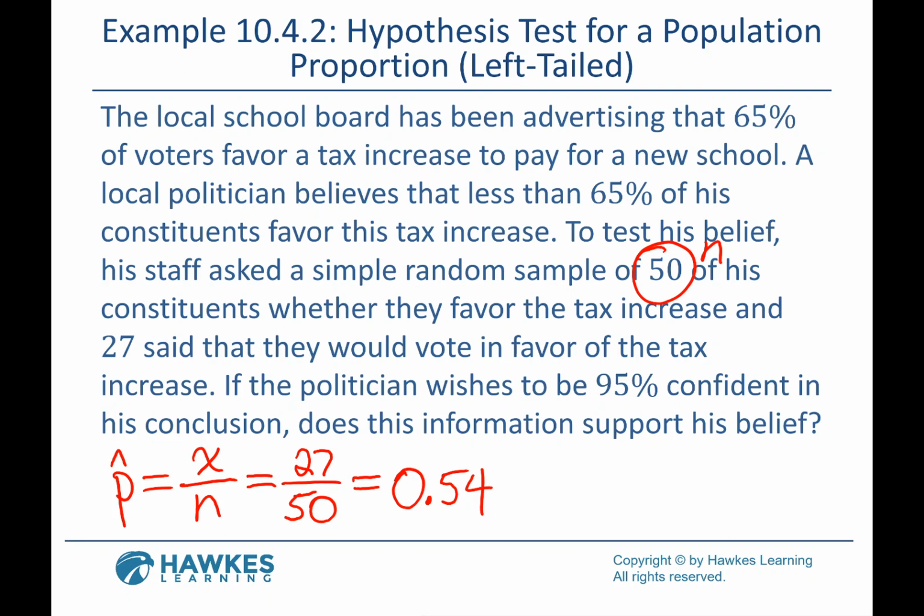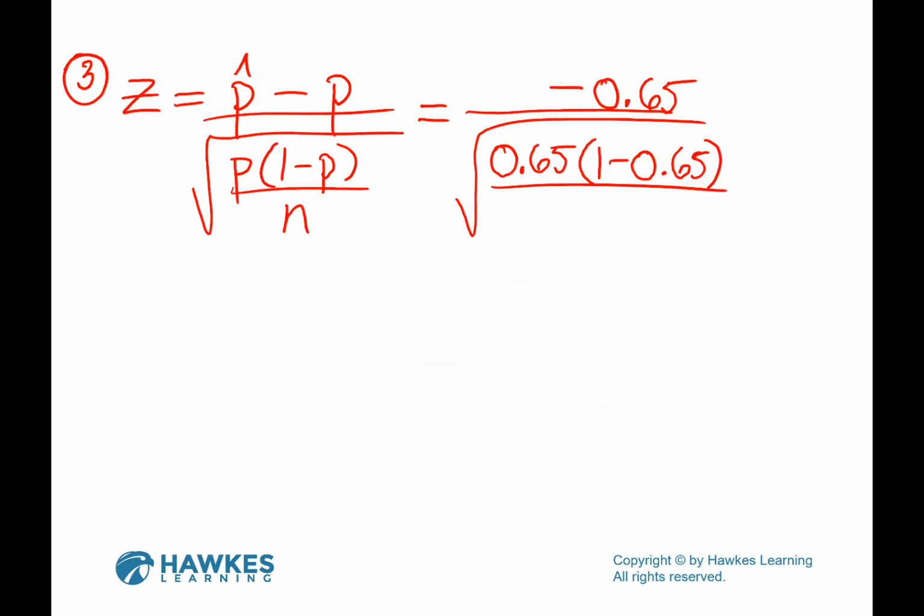So now we can fill into our formula. P hat's 0.54. N is 50. Then we can type this thing into our calculator.